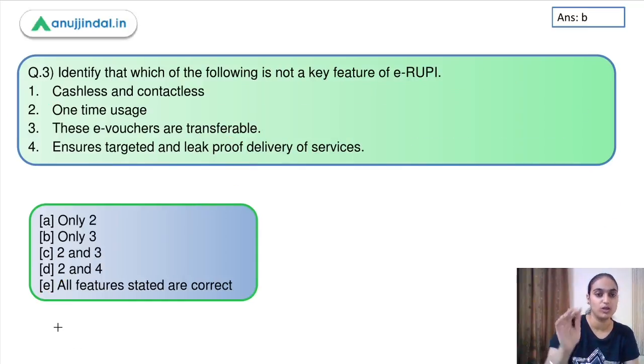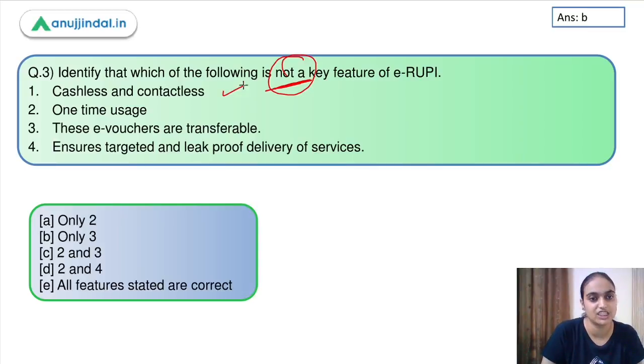Now moving on to the last question in this regard. Identify which of the following is not a key feature of e-RUPI. So it will offer a cashless and contactless service. It's correct. It's one-time usage. It's also correct. Then, these e-vouchers are transferable. No, you cannot encash them, you cannot transfer them. And last is, it ensures a targeted and leak-proof delivery of service. Yes, so only the third is incorrect. We had to identify the incorrect one. That's why the answer is option B.